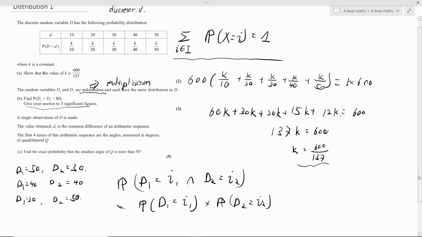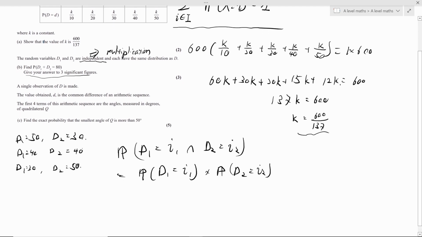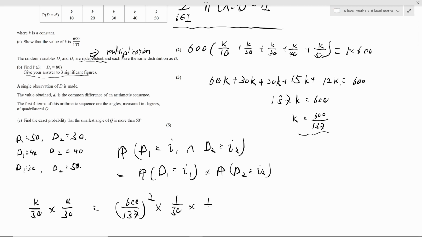We're allowed to do the multiplication here. So in this very particular case, P(D1 is 50 and D2 is 30) is exactly P(D1 is 50) times P(D2 is 30). So basically, k over 50 times k over 30, we shall have 600 over 137 squared times 1 over 50 times 1 over 30. That should be 20 times 12 over 137 squared.